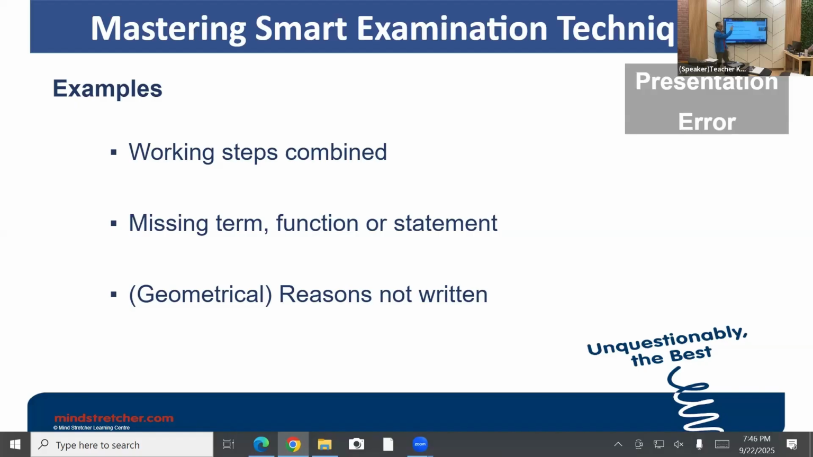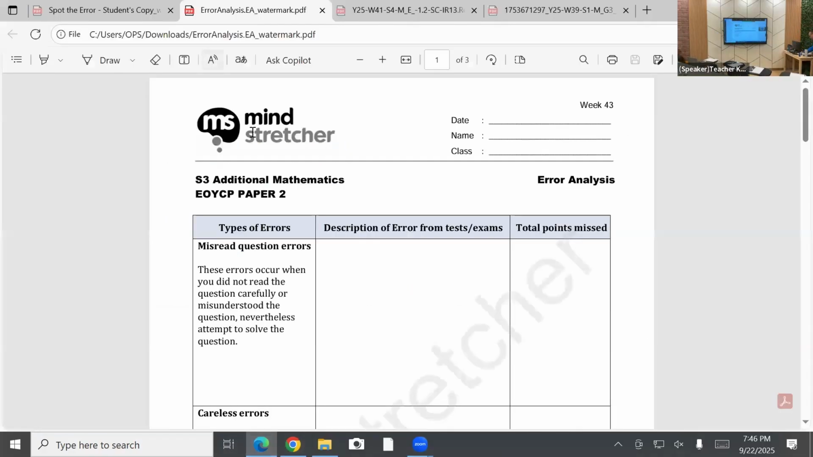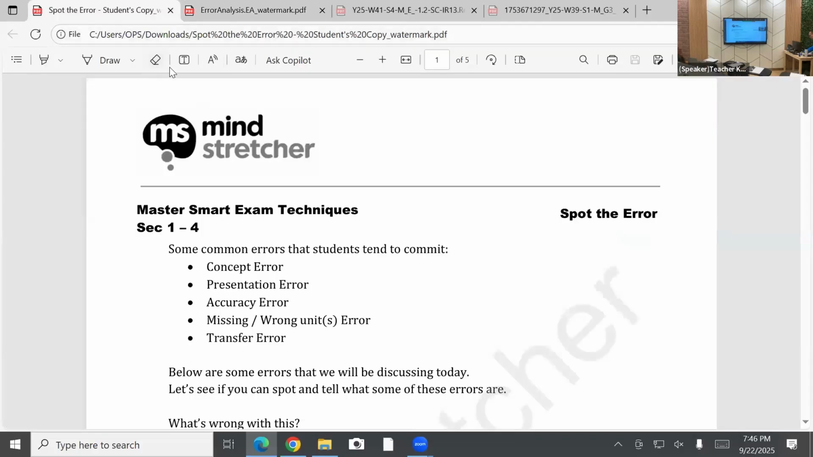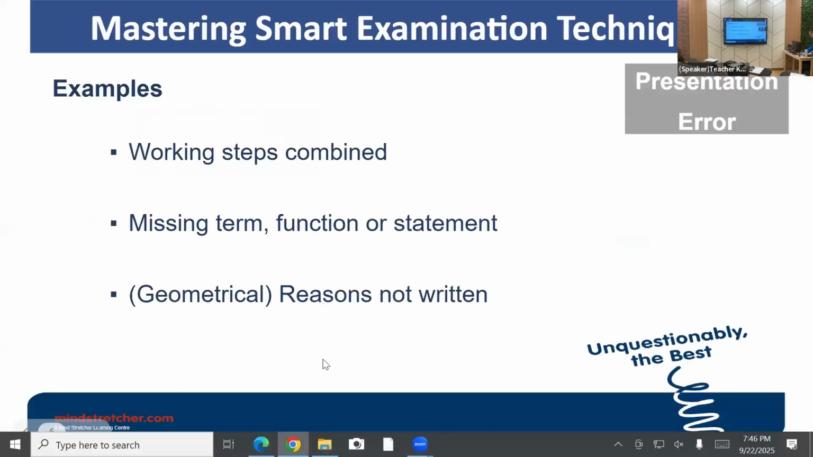Like for example, working steps combining together. So in the case of, let's say I have, do I have it over here? Sorry, just give me a minute. Let me try and check on this. Oh, sorry, not here. Okay. All right. So there are these other examples. Sorry about that. Okay, working steps being combined together.